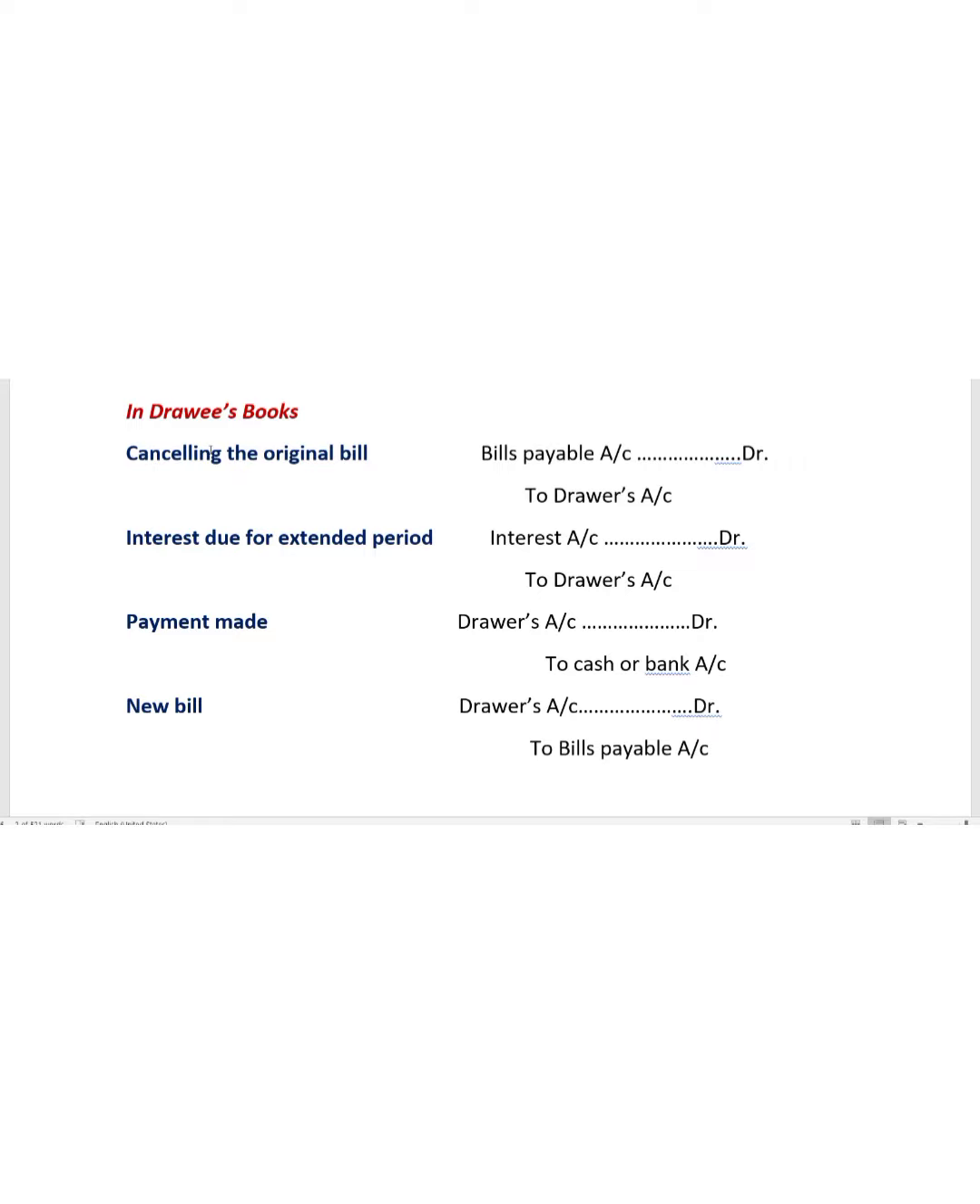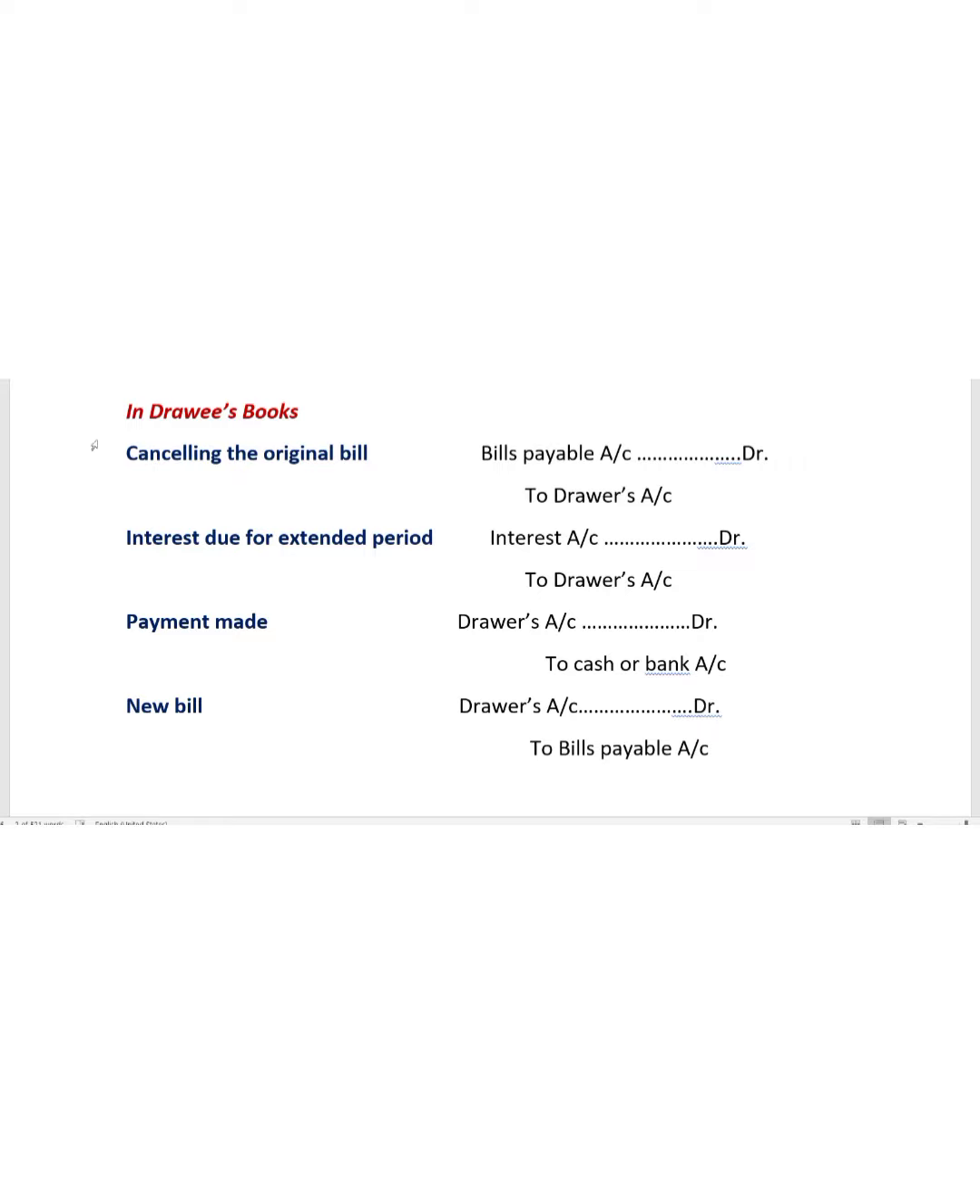Third entry, part payment. The part payment which you are making for the bill will be drawer's account debit to cash or bank account. You are making the payment to drawer, so drawer's account debit to cash or bank account. Next, new bill. After the part payment, for whatever remaining money is left, the drawer is making a new bill and giving it to you, and you are accepting that new bill.